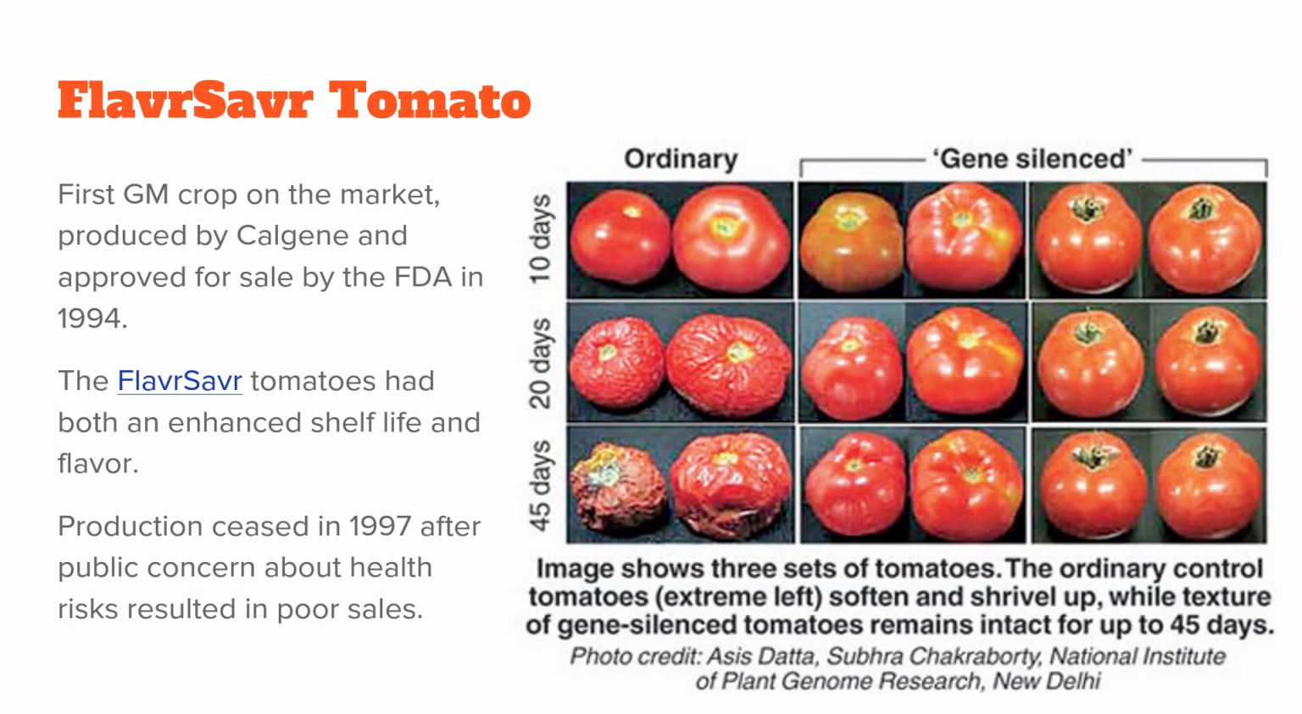The Flavr Savr tomato was the first genetically modified crop approved for sale in the United States back in 1994. It was engineered to slow softening and spoilage, which improved the shelf life and flavor of the tomato. Although it left the market a few years later, it set the stage for how genetically modified crops would be developed, tested, and regulated. And it sparked public conversations about safety, labeling, and consumer acceptance that continue today.